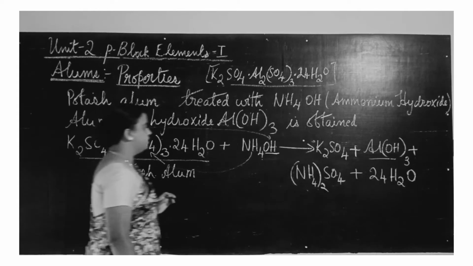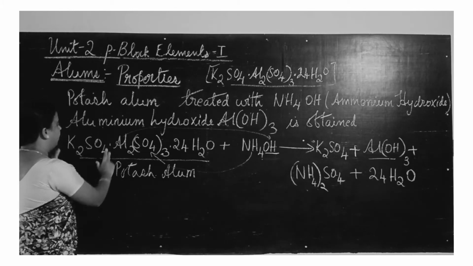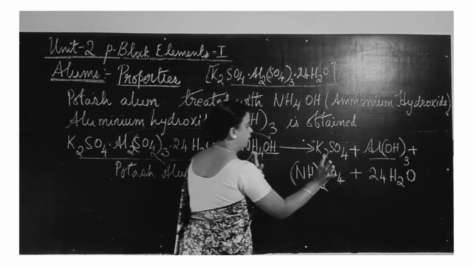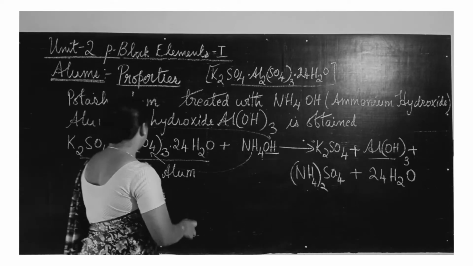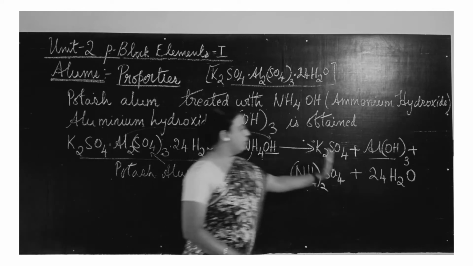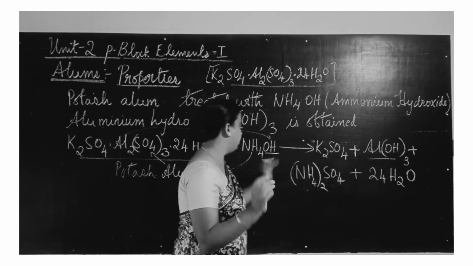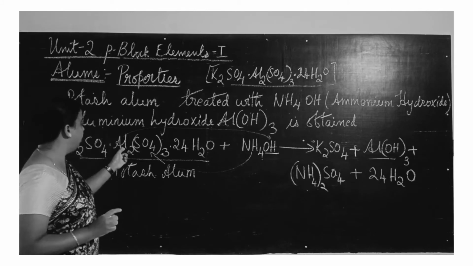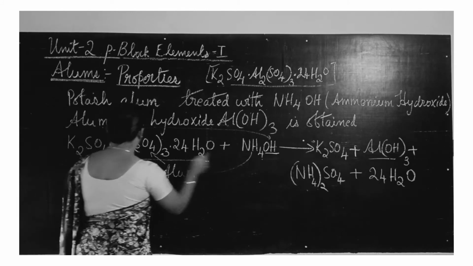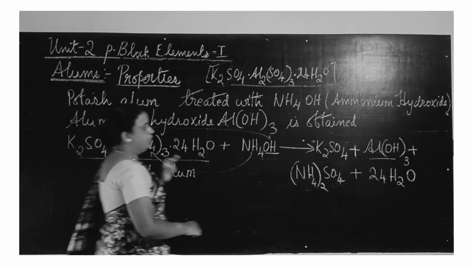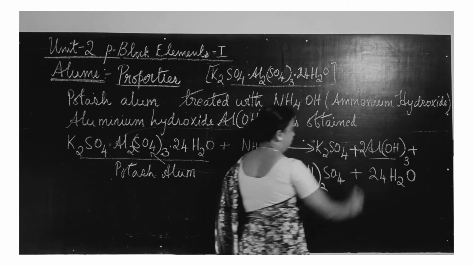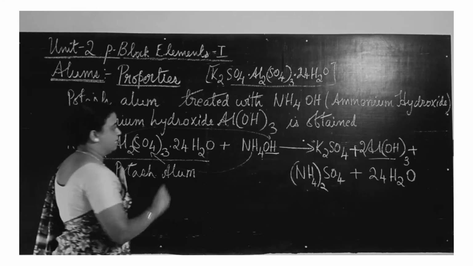Now let us balance this reaction. K2SO4 on the left hand side and the right hand side is the same, no change in that, so we need not touch it. Now 24 water molecules on the left hand side, on the right hand side also 24 water molecules, so we need not bother about that. Now here we have to bother only about aluminium, sulfate and ammonium hydroxide. Here 2 aluminium are there, on the right hand side only 1 aluminium, so I just put 2 to balance. Now aluminium is balanced.